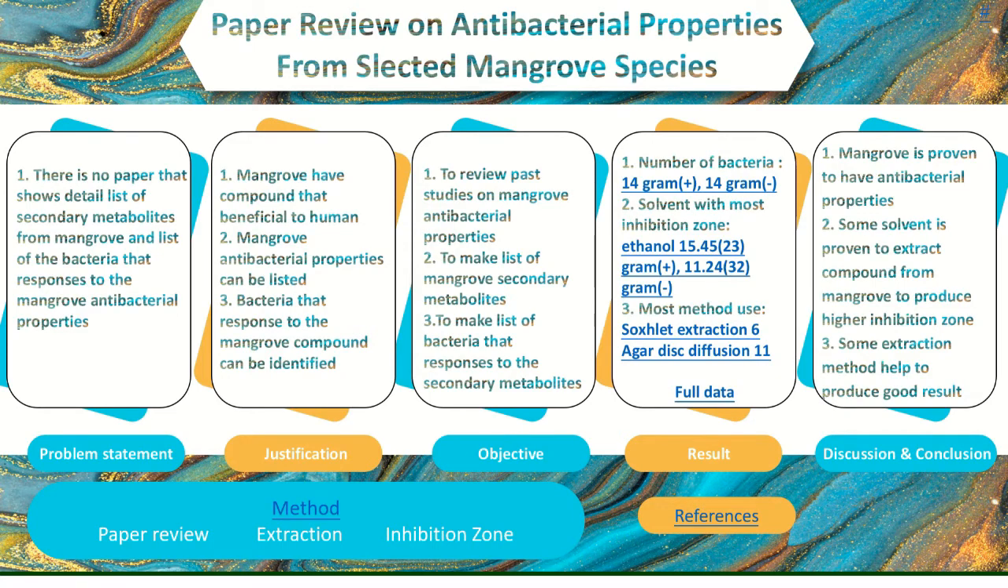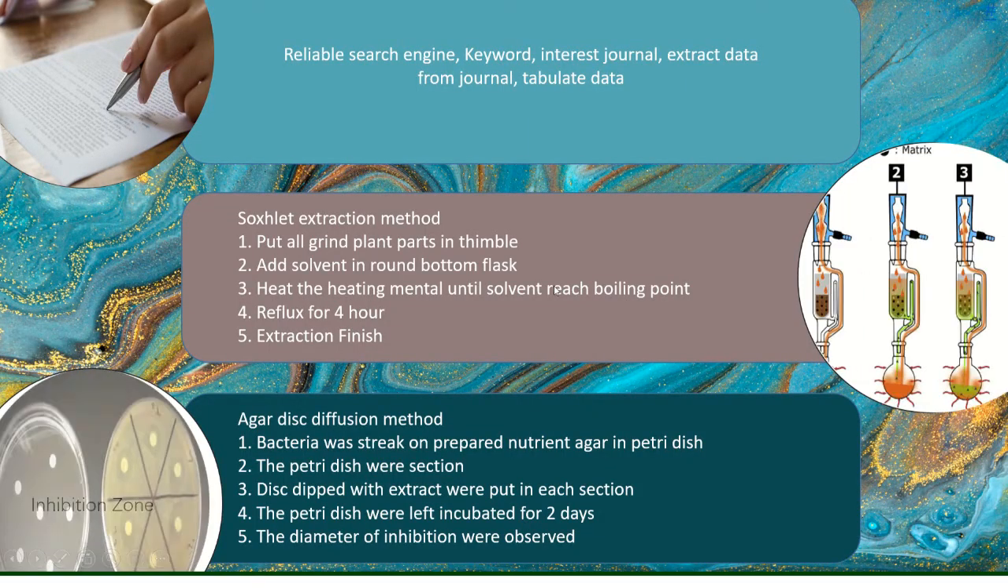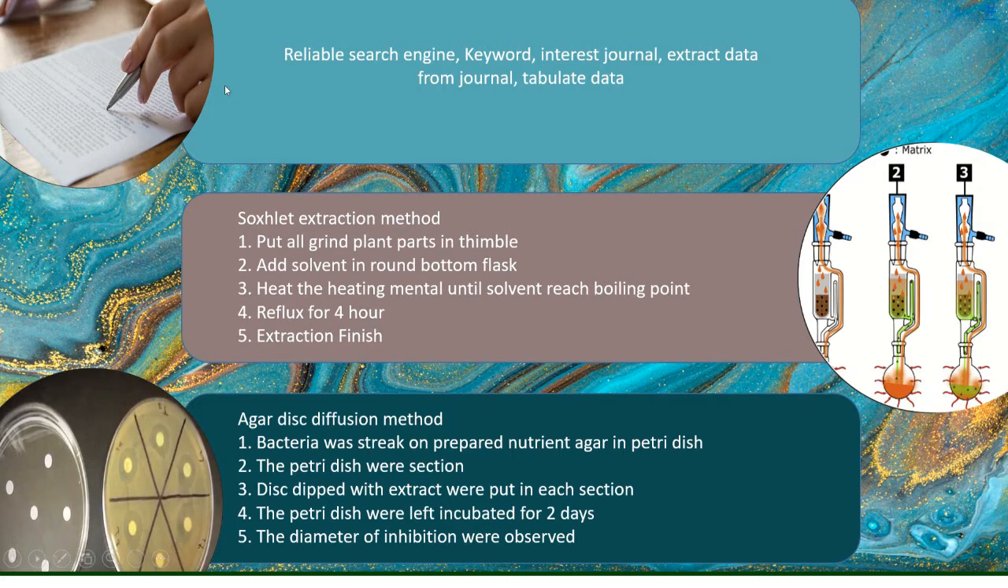For method, there are three methods in this paper study. The first one is paper review, and the second one is the method that is most used in all the reviewed papers. For paper review, I use a reliable search engine and use keywords to help me find interesting journals. And from the journals, I extract the data, and the data is tabulated into a table. I use Microsoft Excel to help me.